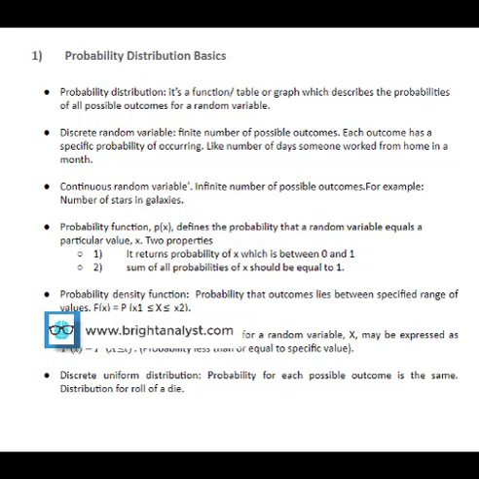For example, tossing a coin could take either head or tail, and its probability distribution function is 1 by 2, because it describes the probability of both head or tail, and these are the only two possible outcomes which can happen. Random variable could be discrete or continuous.